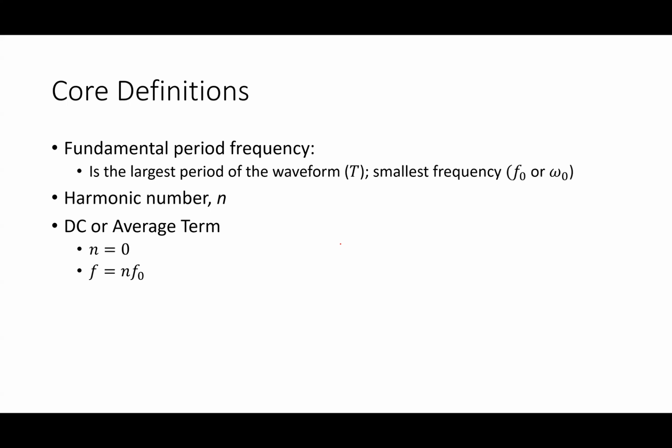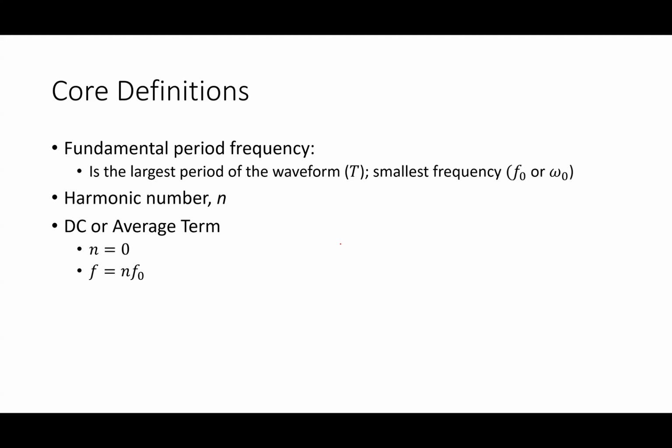All right. So let's get to our core definitions. I've been using these terms, but I want to make sure they're defined. So basically, I have the fundamental frequency. In the case of what I just did there, the angular fundamental frequency was 2 pi. Right? The base period was 1 second. The angular frequency that goes with that is 2 pi. So the fundamental frequency corresponds to the largest period of the waveform, or the smallest frequency. Frequency is 1 over the period. So the largest period means the smallest frequency.